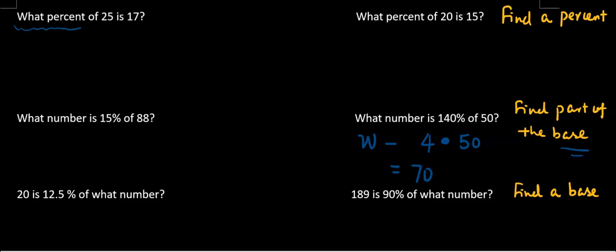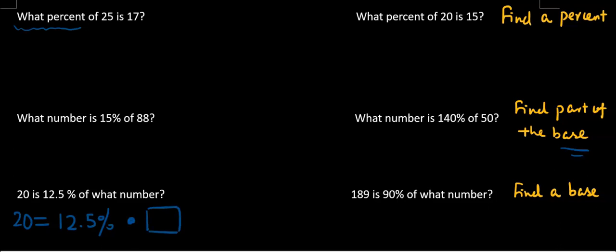Our last skill today is called find a base. 20 is 12.5% of what number? Direct translation, 20 equals 12.5% of, multiplication, what number? You can put a box here, you can put a question mark here, and we're working in Algebra 1, so we're going to take a variable. Oh, we used it already, but that's okay, we use it again. We're going to find this missing number Z by doing what?